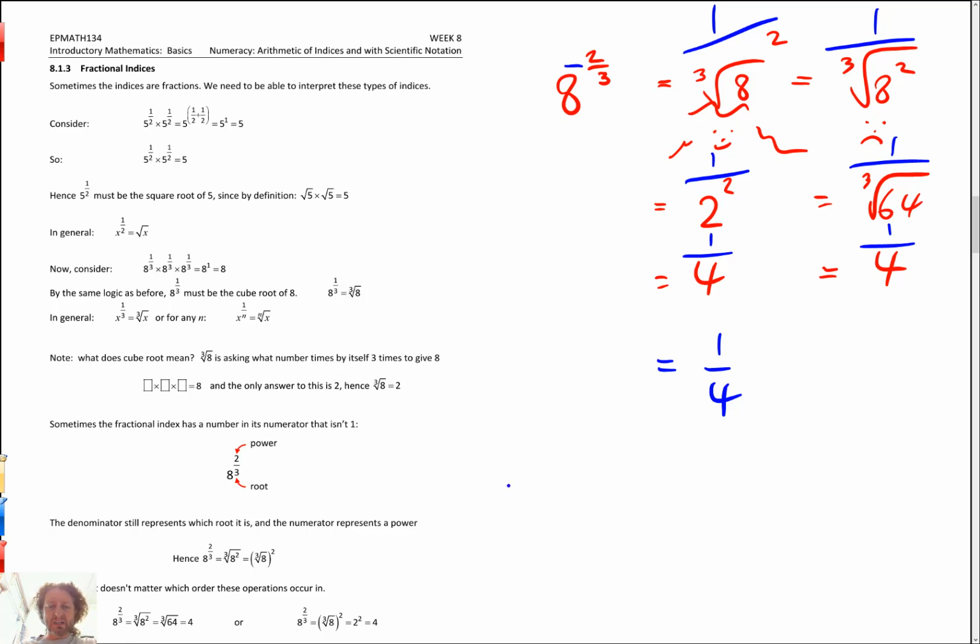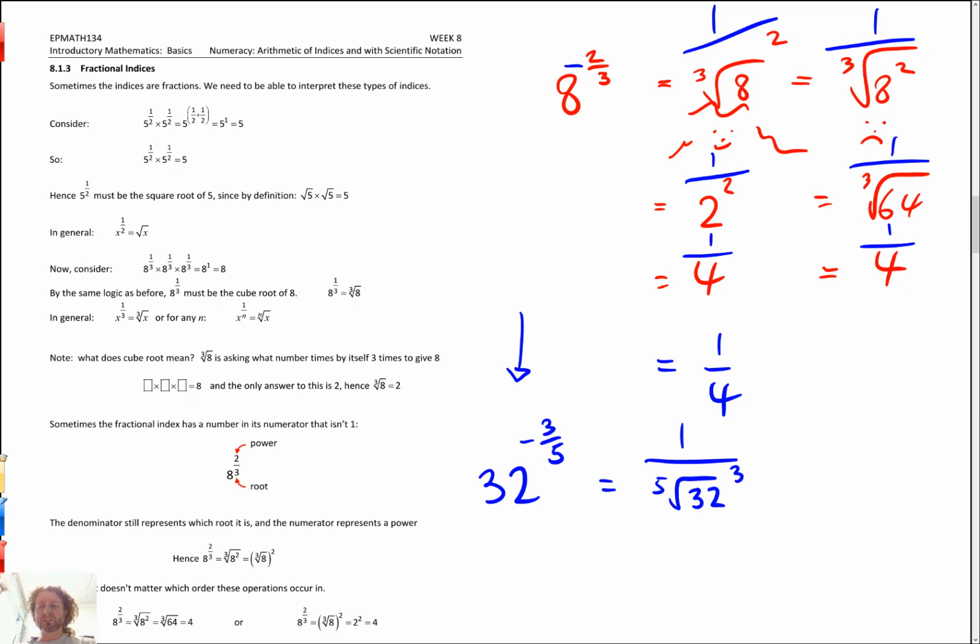What if it was, say, 32 to the minus 3/5? Alright, trying to be nasty again. 32 to the minus 3/5. Well, my order of operations is the minus means 1 over, the 5 means 5th root, and the 3 means cube. Now, if this was a calculator question, that can go straight into the calculator. That'll spit out the answer.